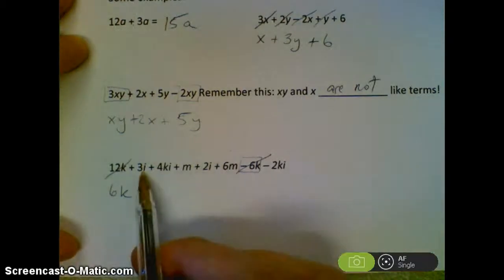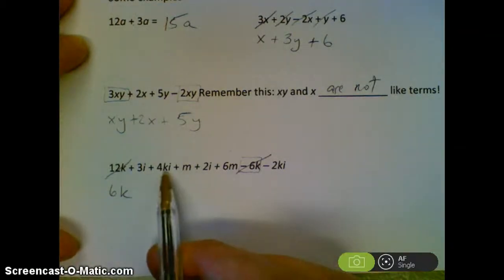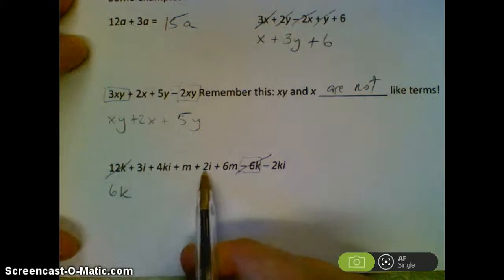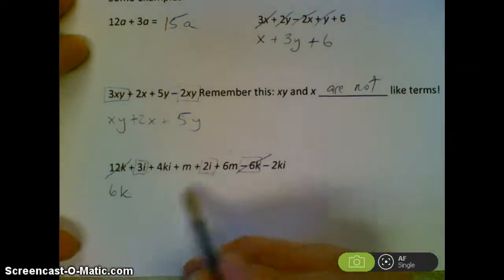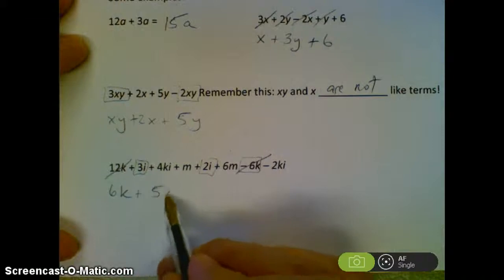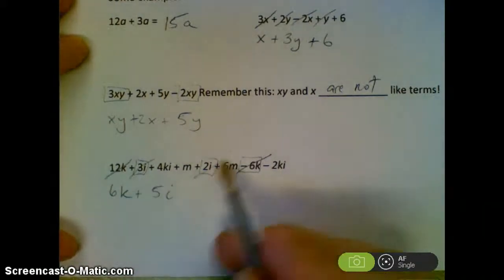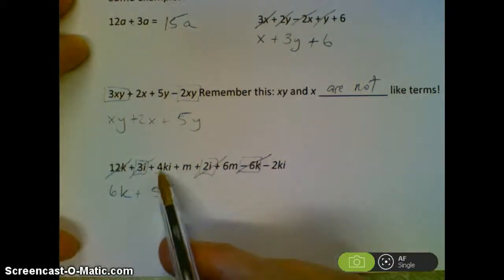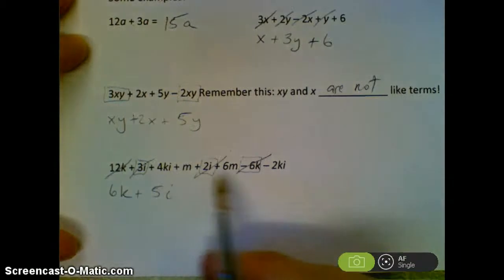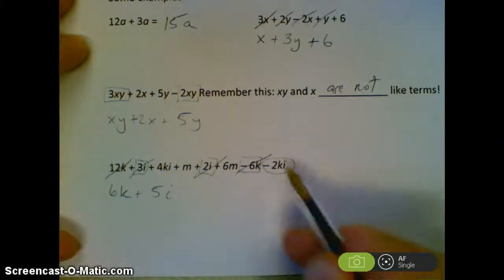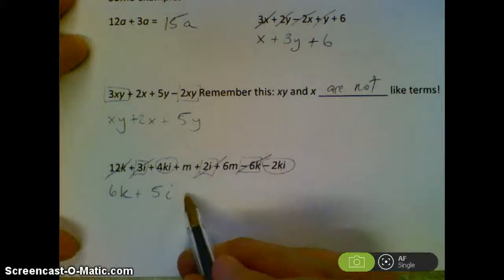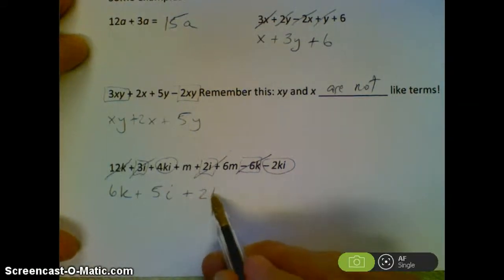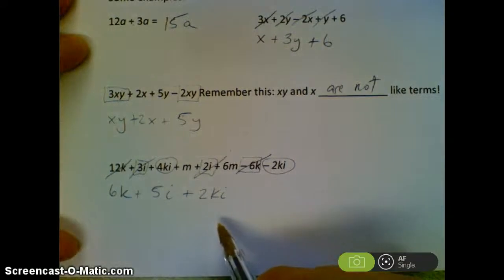I've got 3i. Do I see any i's anywhere else? Well, there's ki, so it's not that. 3i plus 2i. There we go. 3i plus 2i is 5 times i. So I've used up those. Plus, do I have any ki's? Oh, I do. 4ki minus 2ki leaves me with a positive 2, so plus 2 times k times i.